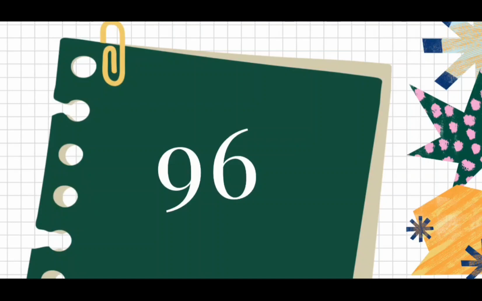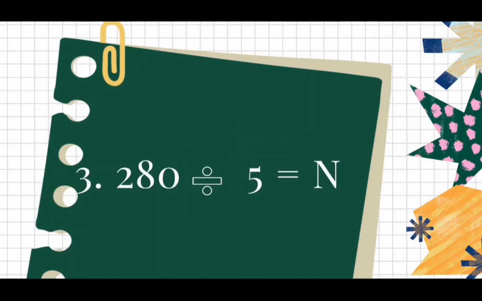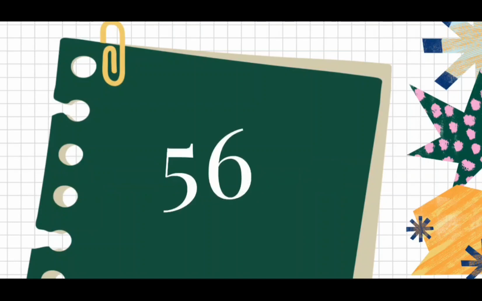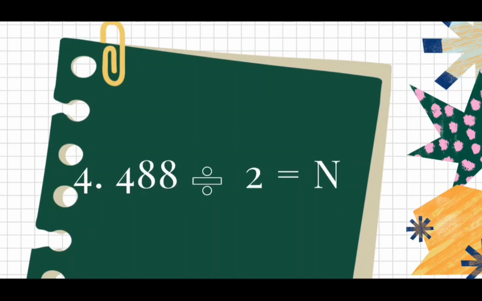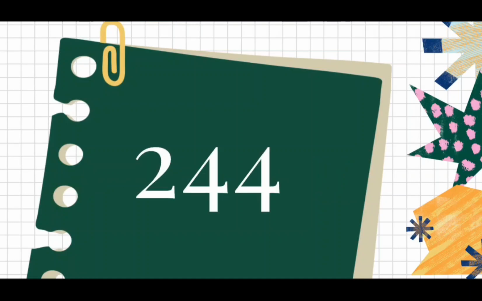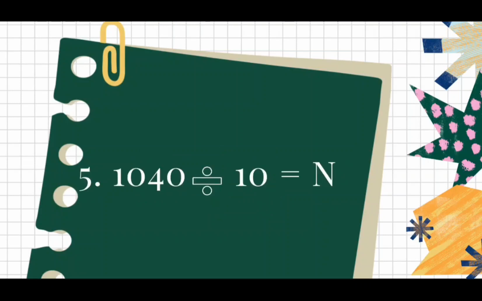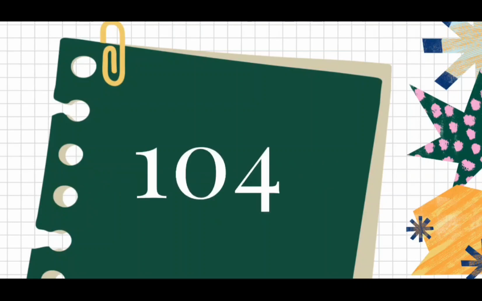The answer is 96. Next, we have 280 divided by 5 is equal to n. What is the answer? The answer is 56. How about 488 divided by 2 is equal to n? The answer is 244. Very good. And the last one, we have 1040 divided by 10 is equal to n. What is the answer? We have 104.